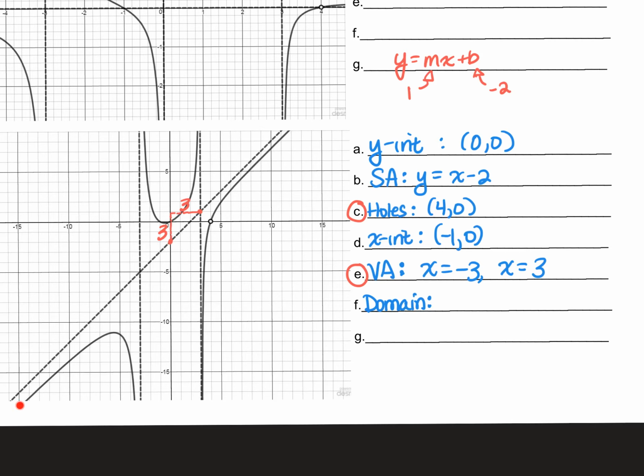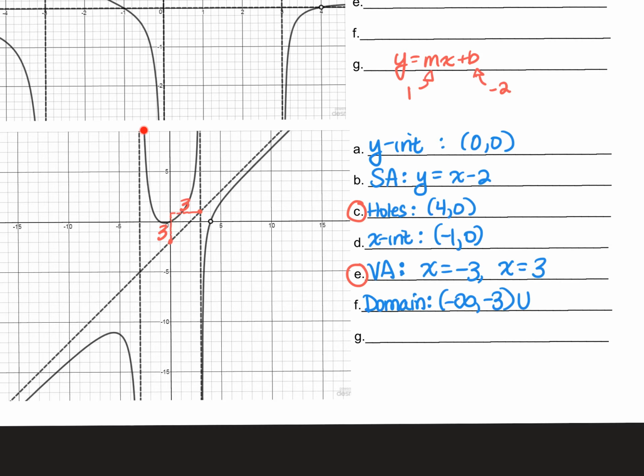So what I know is that everything from negative infinity until I get to negative 3 is good. It all is part of my graph. So that's how I start my domain, is from negative infinity to negative 3. That's the first portion of my domain. And what that says is that everything up to but not including negative 3 will be on our graph.